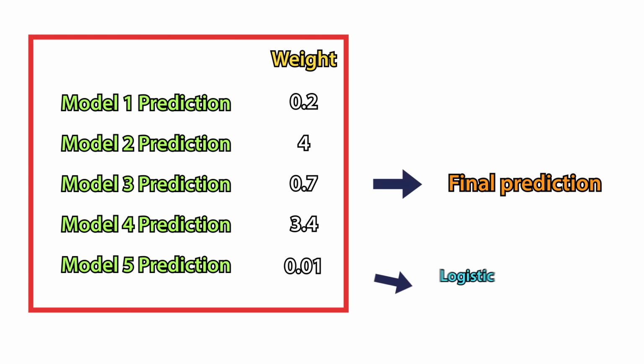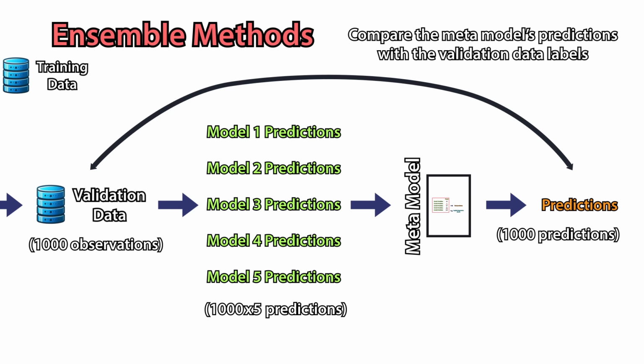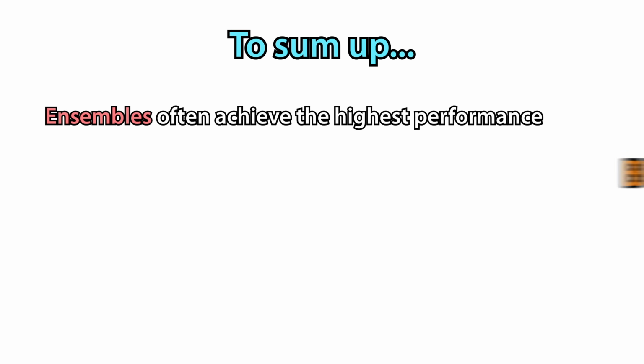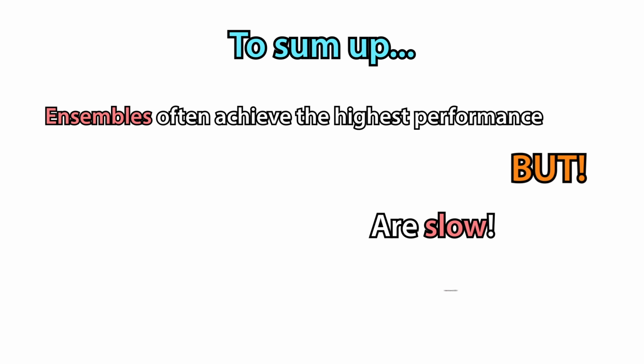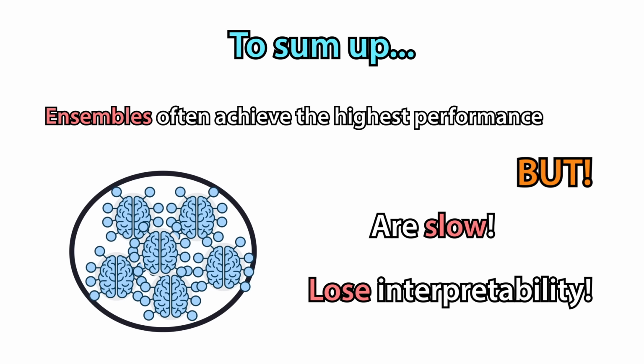The meta-model can be a simple logistic regression model, which provides coefficients acting as weights to determine which base model's output is most important in the final prediction. To sum up the topic, ensemble methods often provide high performance but are slower. Also, you often lose interpretability as a result of combining different models.